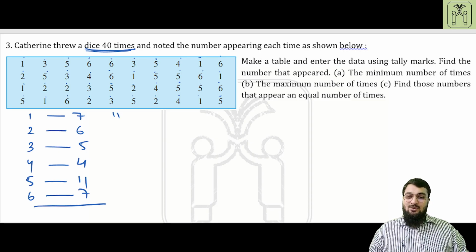Make the table and enter data using tally marks. You can use this following symbol and enter that in the following fashion, and it will be good to go. So minimum number of times, that is for 4. This is the least one.